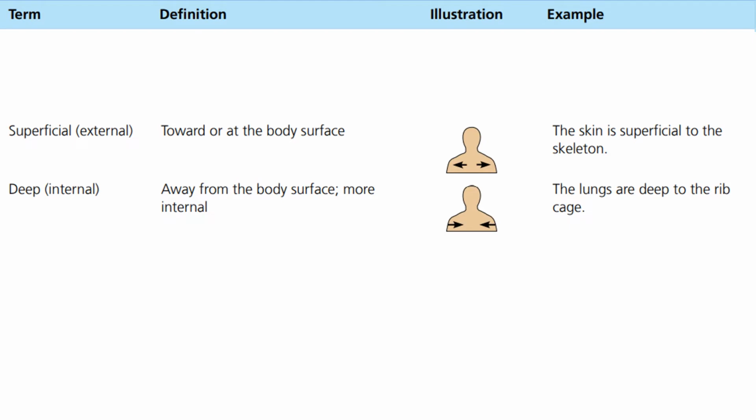The last two are superficial or deep. Superficial, also known as external, means towards or at the body surface. For example, skin is superficial to the skeleton. Skin is towards the outside of the skeleton. And the opposite is deep or internal, away from the body surface, more inside. For example, we can say lungs are deep to the rib cage.